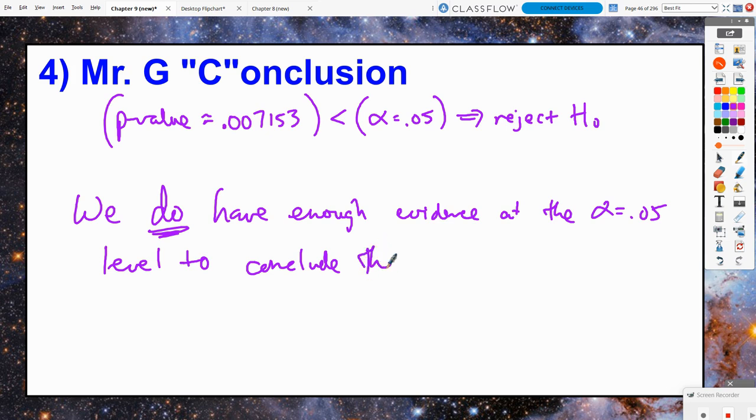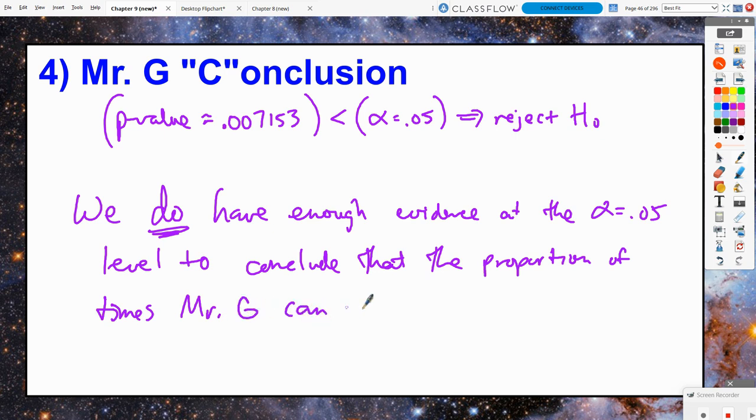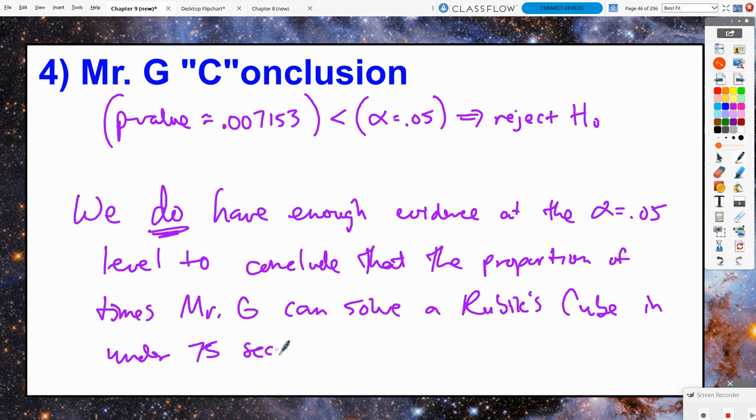To conclude that the proportion of times Mr. G can solve a Rubik's Cube in under 75 seconds is less than 75%. So remember, that's the alternate. We thought it was less than 75%. So we do have enough evidence. Mr. G does appear to be a statistical liar here.